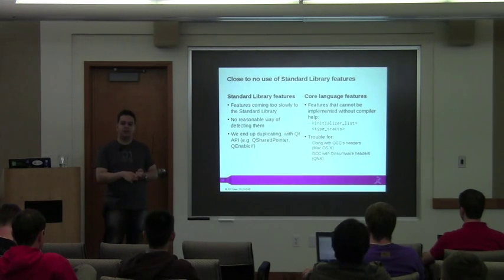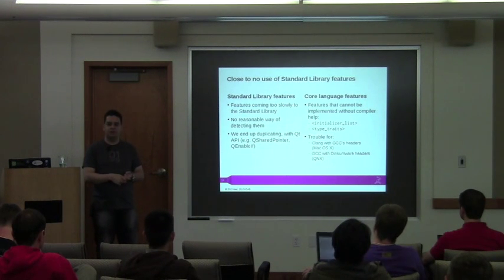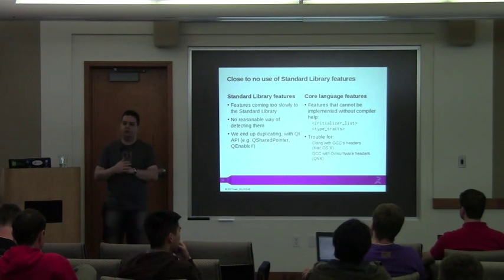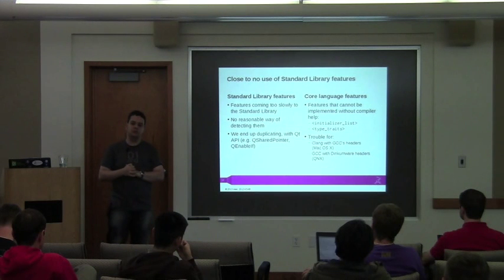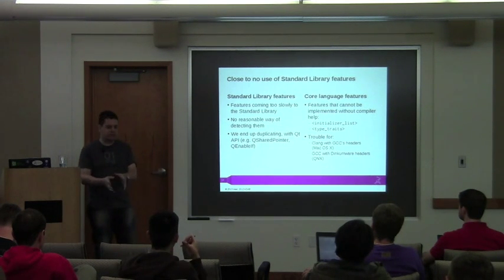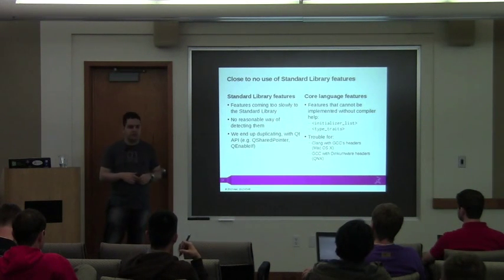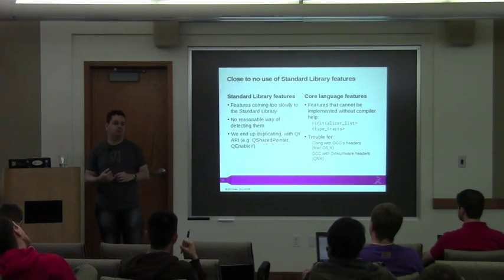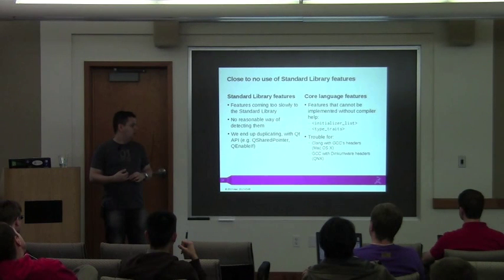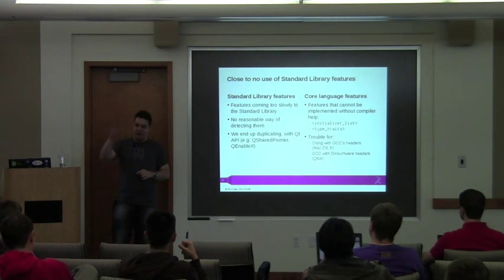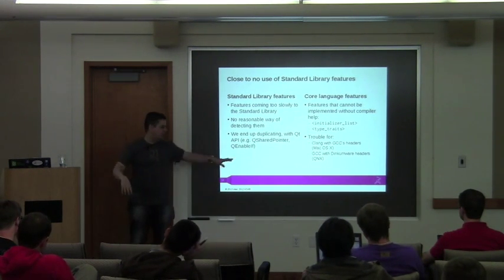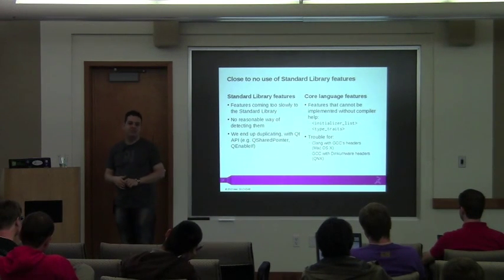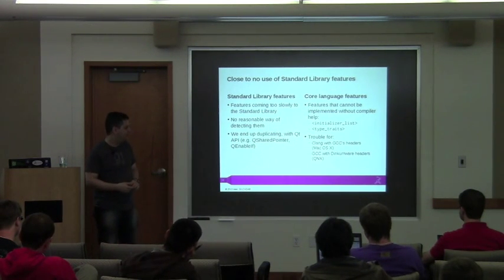Some headers are required for language features. There's no way you can implement type traits without including type_traits. It's just not implementable without it, so we have to use it. Initializer list, same thing. The type std::initializer_list is a compiler type. There's no way I can define it. That means, however, if you replace the standard library, which some OSs do, for example QNX, that means the feature is disabled because the header is missing.